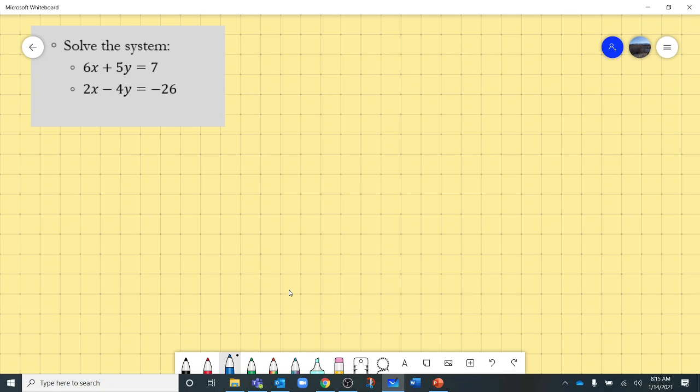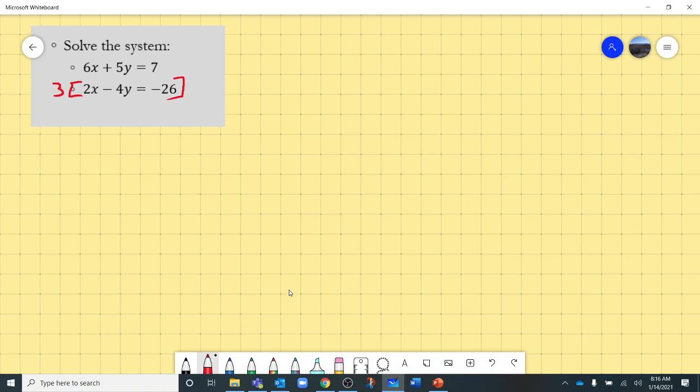We could multiply the top one by 4 and the bottom one by 5, and then we'd be able to eliminate our y. But we see we have a 6x and a 2x, and if we multiply 2 times 3, then we'll have 6x. So let's go ahead and do that. Let's multiply everything in the bottom equation. We're going to multiply by 3.